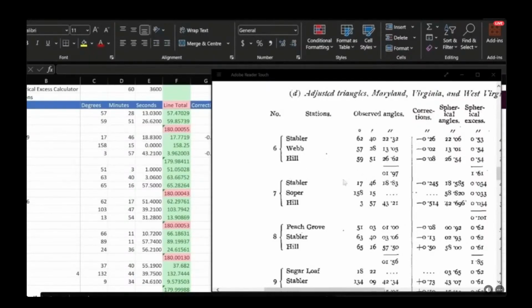So what we do is, let's see, this one is 17, 46, 1883. I think I have it plugged in over here. 17, 46, 1883. So I have this all set up to do that. Plug it right in, you get 179.9841111.